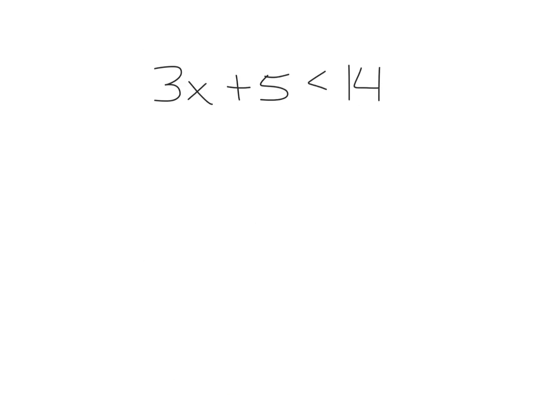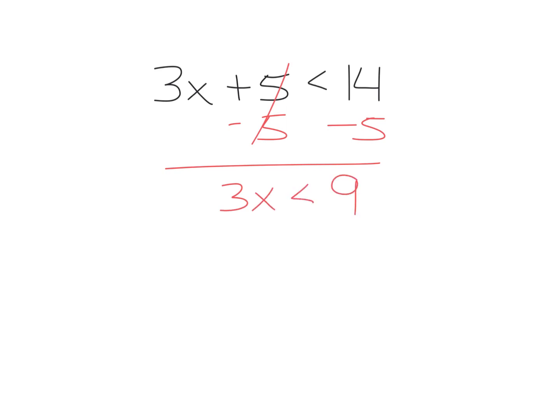Let's talk about this for a second. It is okay if we do not have a y and an x. It's okay if we just have one of them. If you only have one variable, you just have to get that variable by itself. So we only have x. How do I get x by itself? Subtract 5 first. So I have 3x is less than 9. Last step would be to divide by 3. So we have x is less than 3.